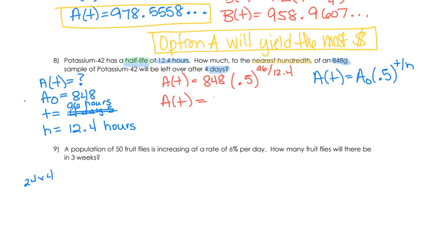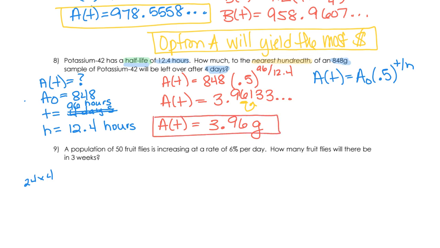And we should end up with 3.9613. And our rounding directions were to the nearest hundredth. Nearest hundredth is the second spot. Look next door, and we're going to go ahead and say that we will have 3.96 grams left after 4 days or 96 hours. Okay, awesome. All right, we have 2 more questions to do.